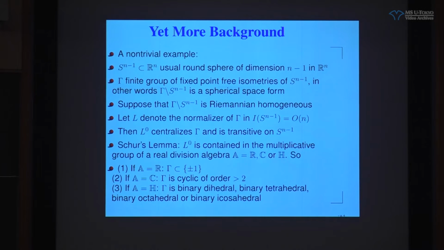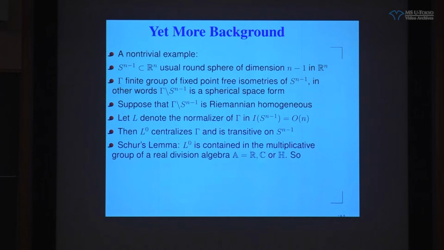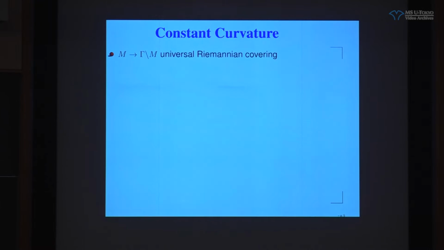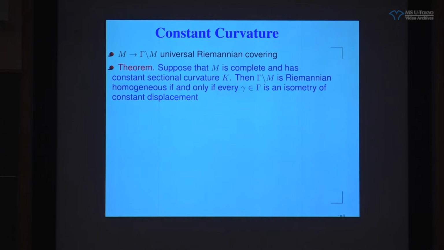Now let me look at a slightly more general situation. Let's look at the case where we have constant sectional curvature. So M is complete, with constant sectional curvature, and say every element of gamma is an isometry of constant displacement, okay?